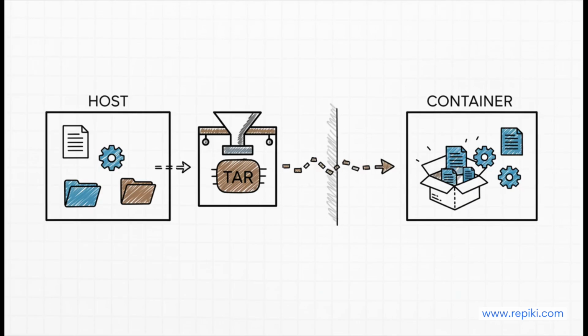Sooner or later, you're going to need to get files into a container or pull log files out. The tool for that job is docker cp. But it's not just a simple copy-paste. Under the hood, Docker is actually creating a tar archive of your files, streaming it across that isolation boundary, and then extracting it on the other side. It's another one of those clever abstractions that handles all the complexity for you.